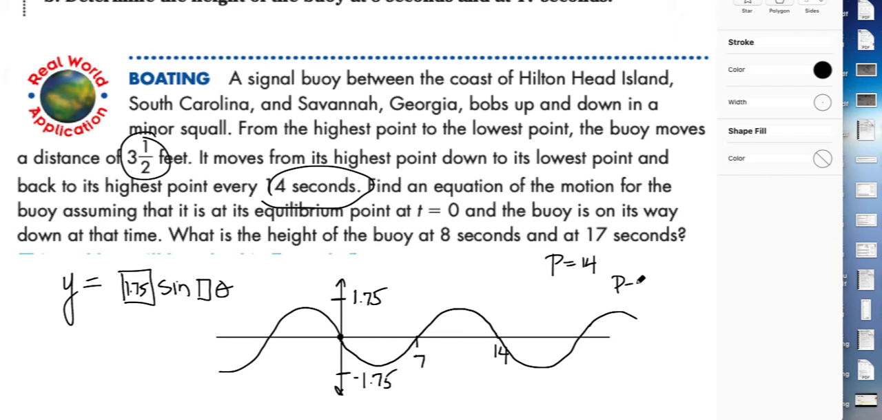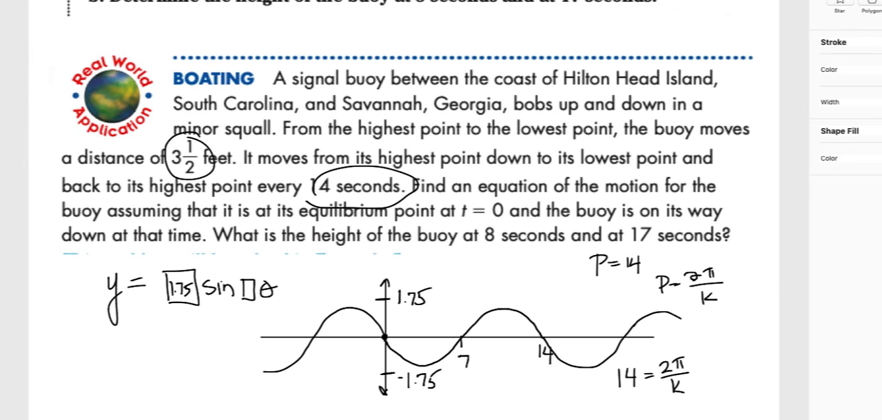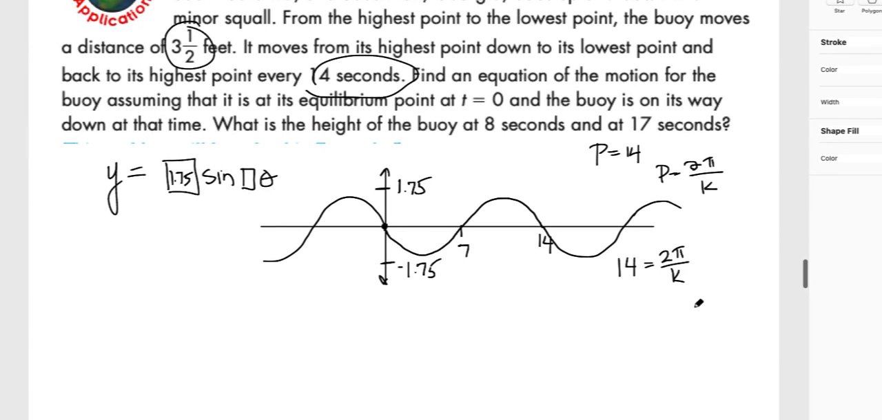Remember, the period is equal to 2 pi divided by k. So I need to know what k is. And so I have period 14 is equal to 2 pi divided by k. Sorry, this gets all squished and small. I'm going to scooch up a little bit. And so I'm going to solve for k, which shouldn't be too bad.